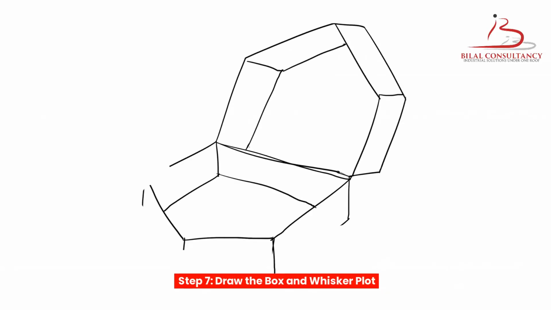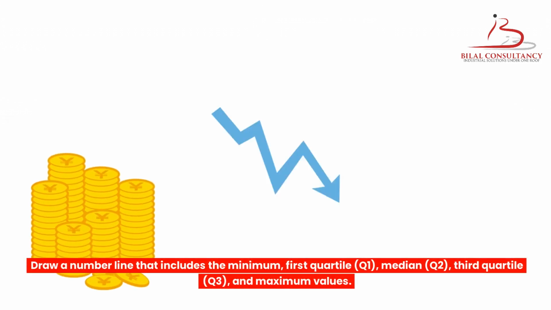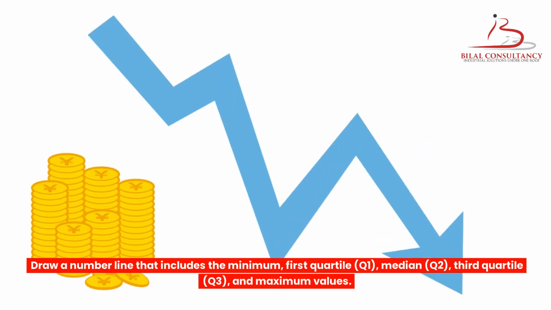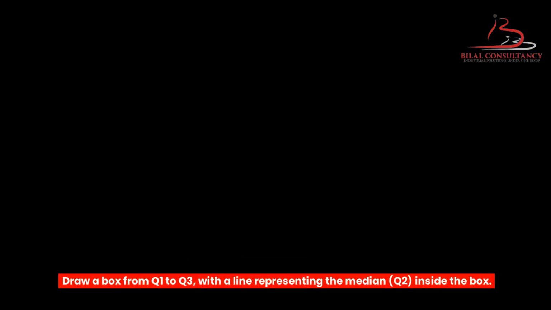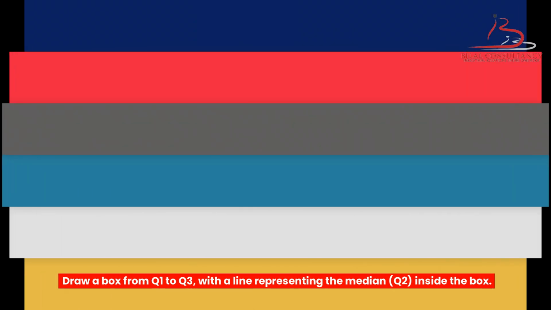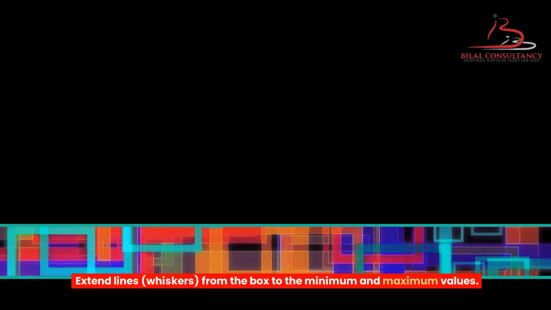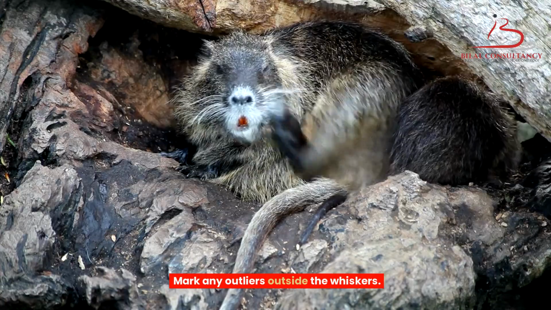Step 7. Draw the box and whisker plot. Draw a number line that includes the minimum, first quartile, Q1, median, Q2, third quartile, Q3, and maximum values. Draw a box from Q1 to Q3, with a line representing the median, Q2, inside the box. Extend lines, whiskers, from the box to the minimum and maximum values. Mark any outliers outside the whiskers.